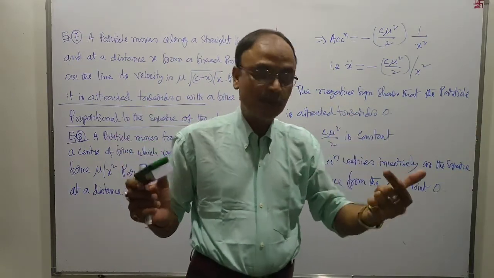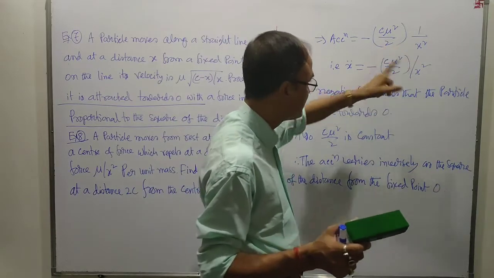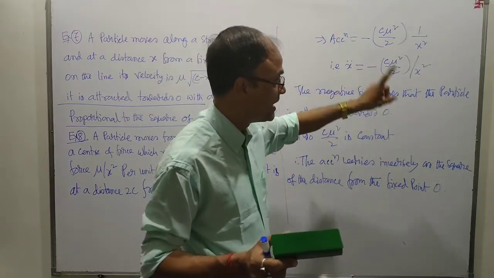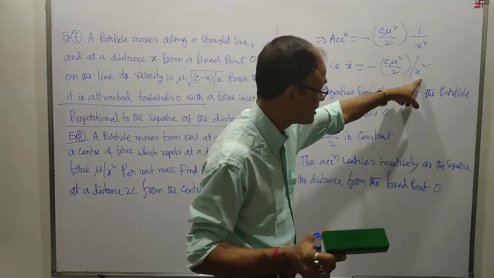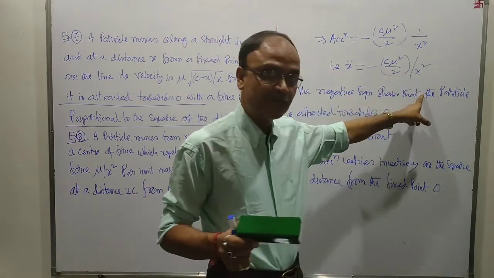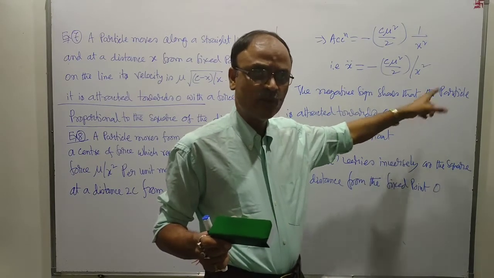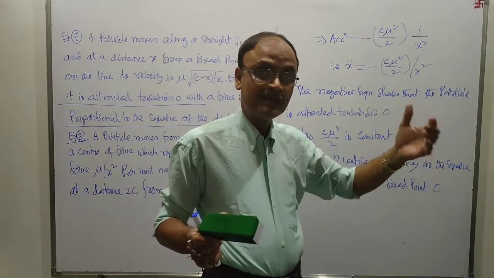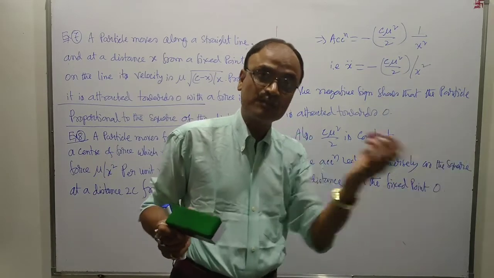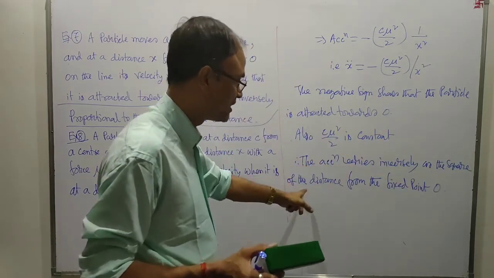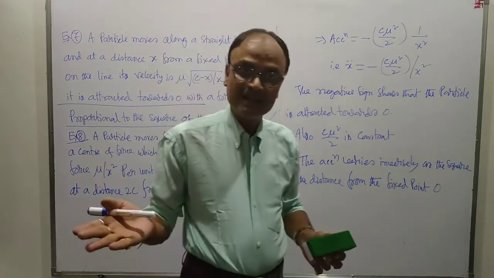Number 1. Number 2, since mu is constant, this expression shows that the acceleration varies inversely as the square of the distance. What is x? It is the distance of the particle from the fixed point O. Therefore, it varies inversely as the square of the distance from the fixed point O. Clear?